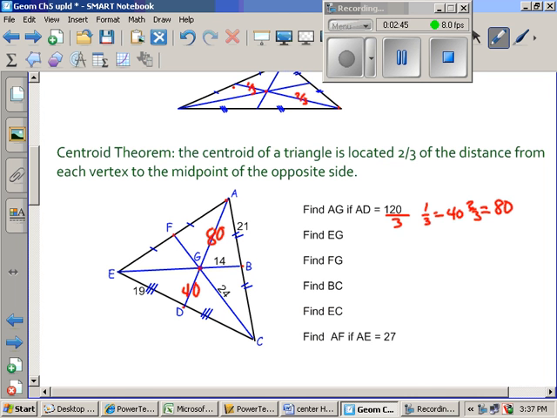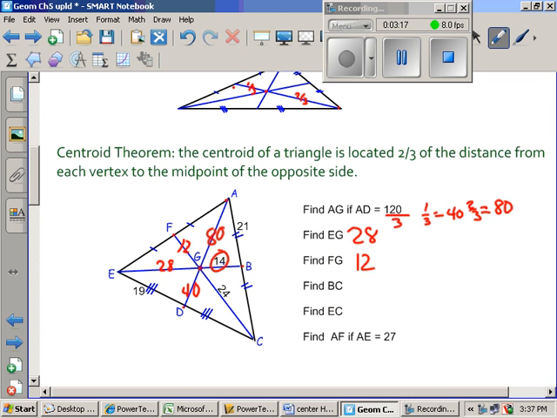If GB is 14, then GE would be, this is 1/3, so this would be 2/3, so that'd be 28. FG, again, from the centroid to the vertex is 2/3, so that's 24, and 1/3 would be 12. So we got 28, we got 12.